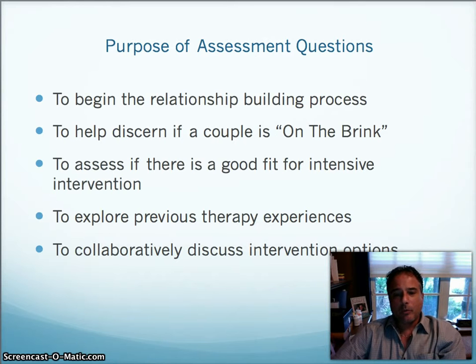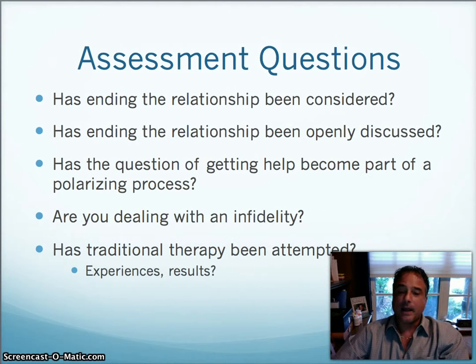The first thing we do when we meet with a couple is we have an assessment session, and it's about an hour and a half long, and it helps us to ascertain to what degree are they on the brink, to what degree are they a good fit for intensive couples work. We want to explore their previous therapy experiences and to collaboratively talk about possibilities going forward that fit for them, given whatever time or financial constraints that they might have.